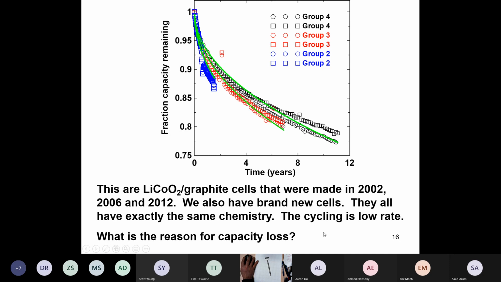And what's the reason for capacity loss? When we were talking about SEI, we said that these green curves follow the t to the 1/2 law, which is due to the parabolic growth law of the SEI. If that's the case, what we should learn is that all capacity loss here should be explainable by lithium inventory loss at the negative side. So let's find out.